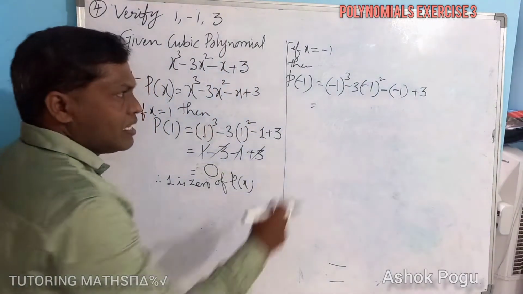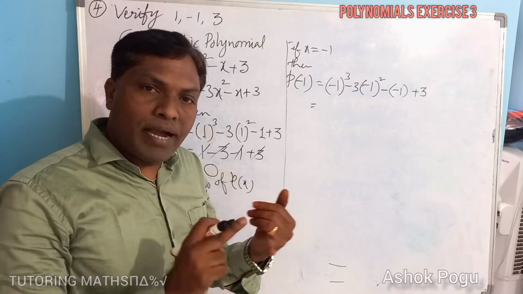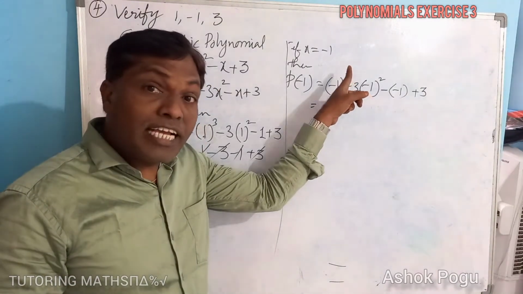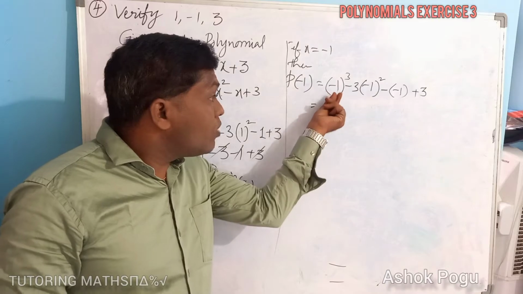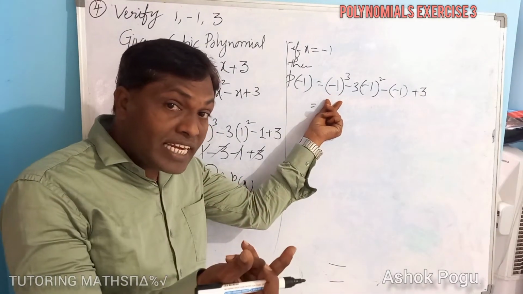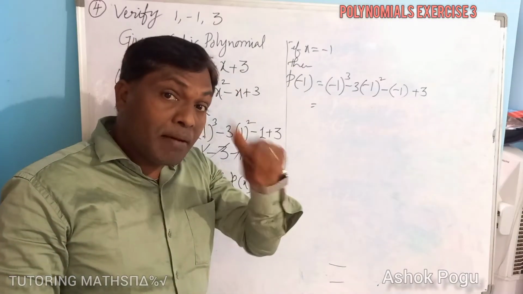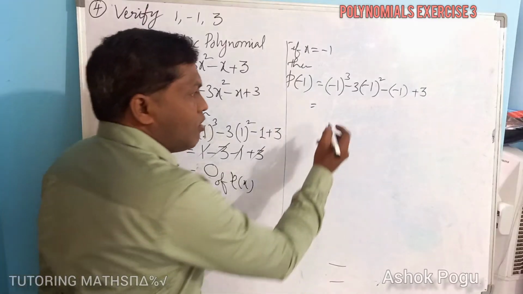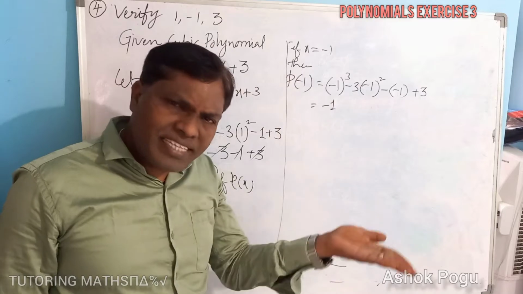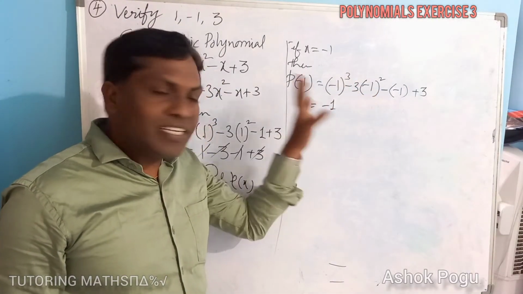Simplify this. This is -1 cube, -1 into -1 into -1. If the base is a negative number and the exponent is an odd number, then the base always gives a negative value. 1 to the power of anything is 1, but the negative base with an odd power gives a negative number again.